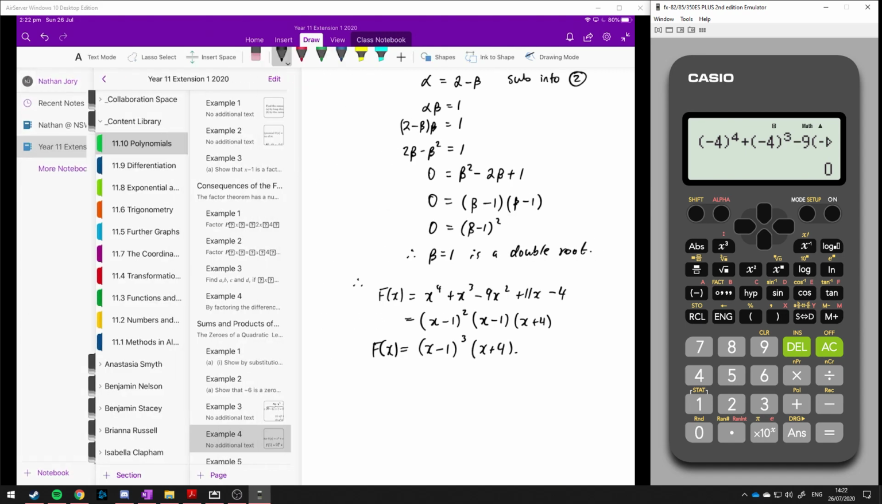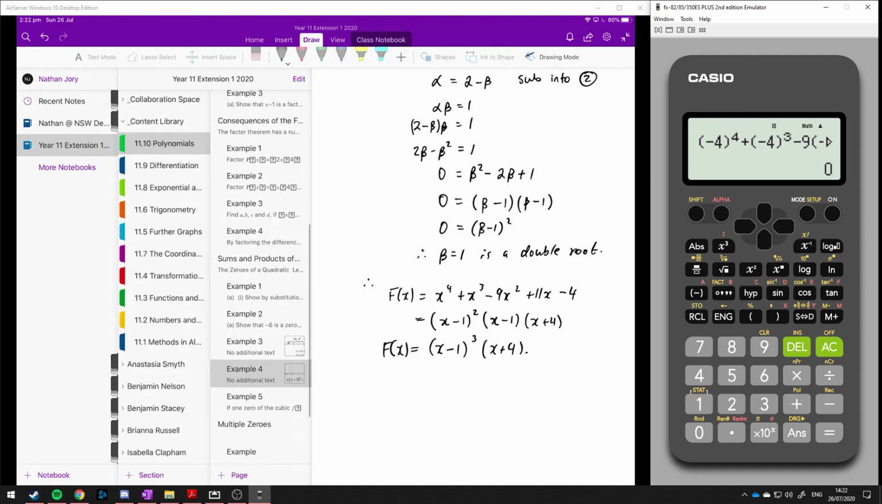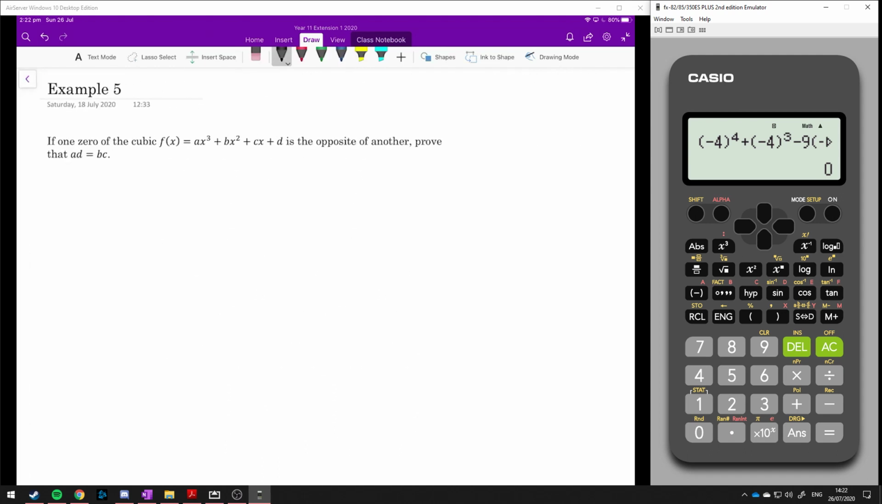Now let's have another quick look at another example. If one zero of the cubic is the opposite of another, prove that ad is equal to bc. So we know that one zero is the opposite of the other, so the following sentences express this symbolically.